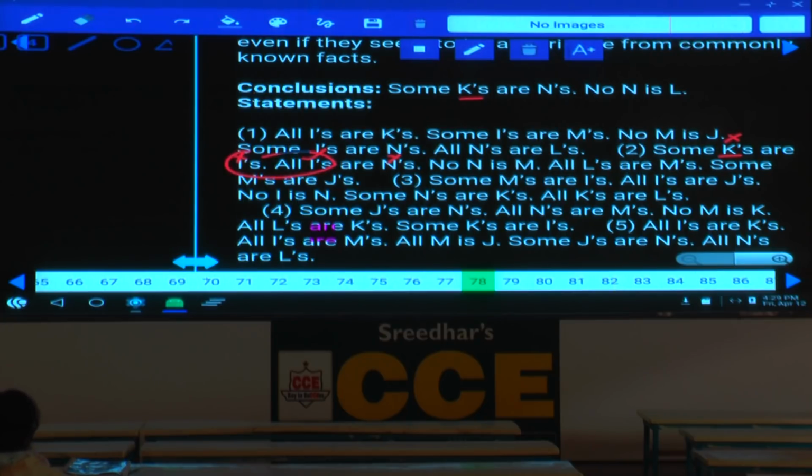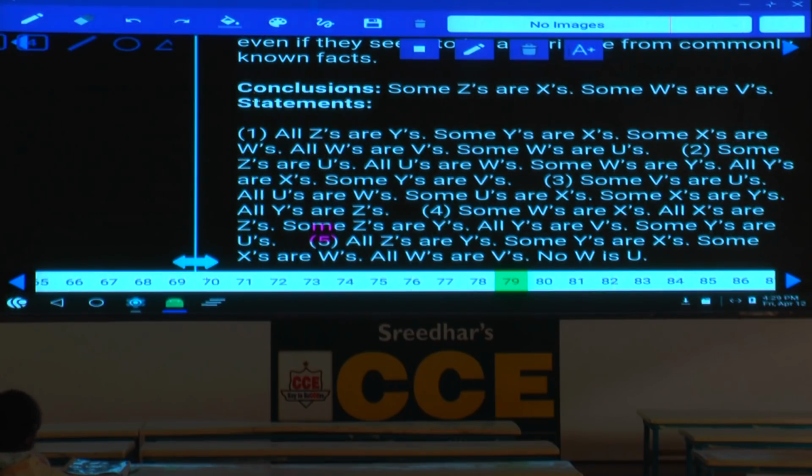And the statement "some K's are N's" is definitely true. Are you getting the answer or not? And what is your answer? Choice 2 is the answer. Done with this, question 78. Then coming to 79.